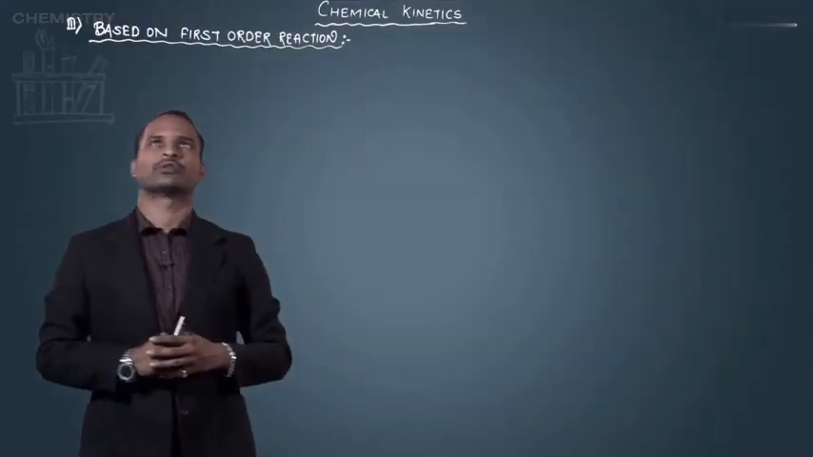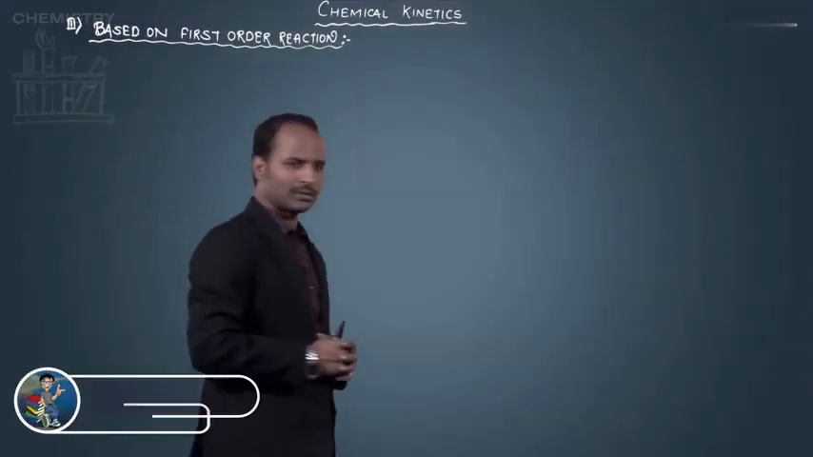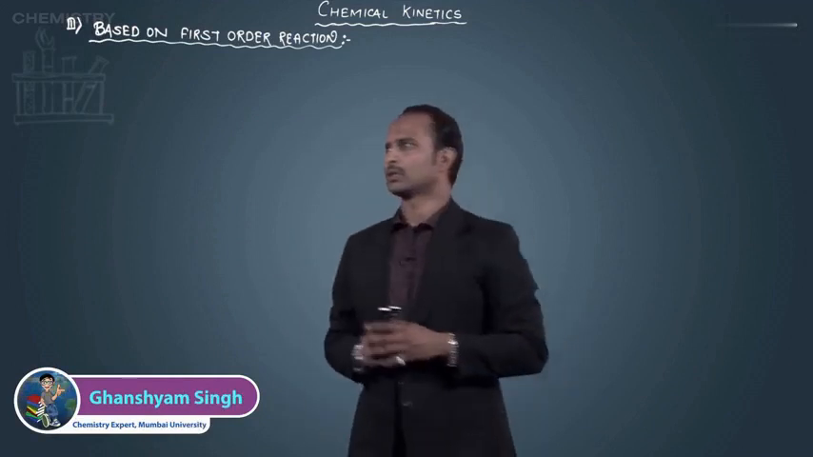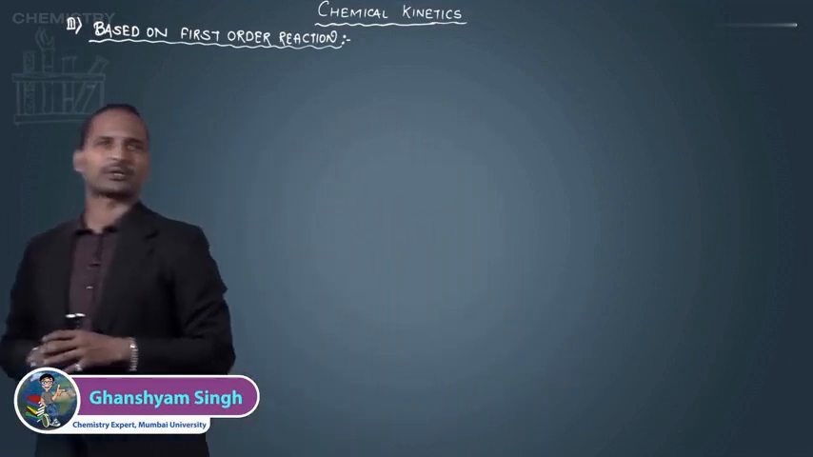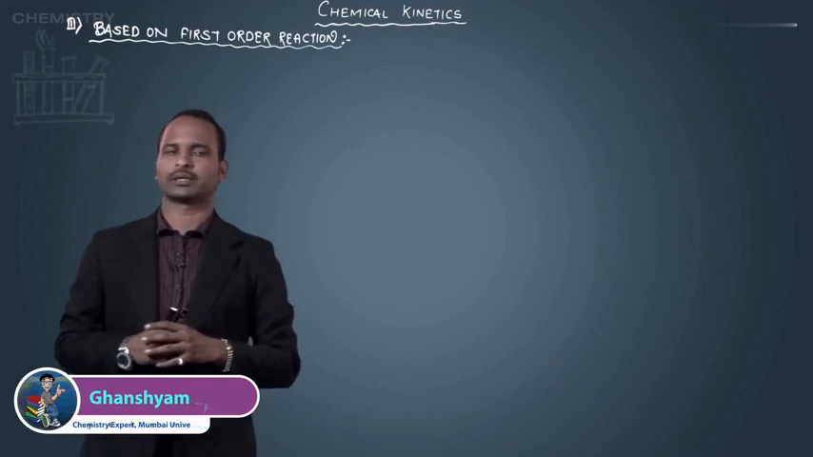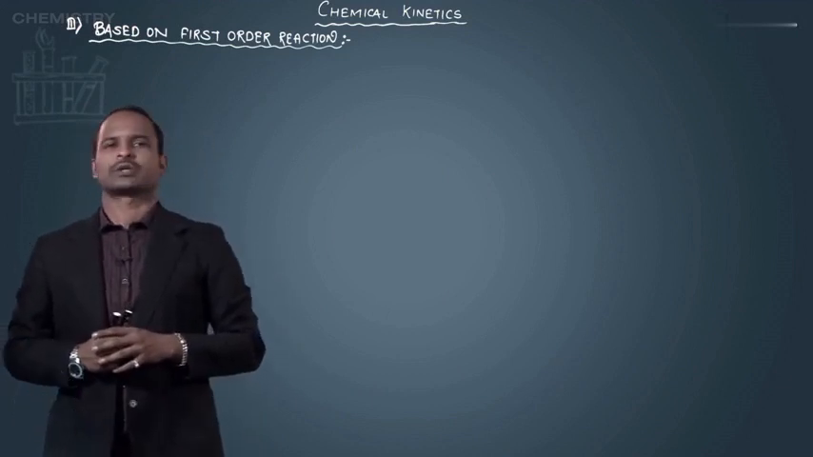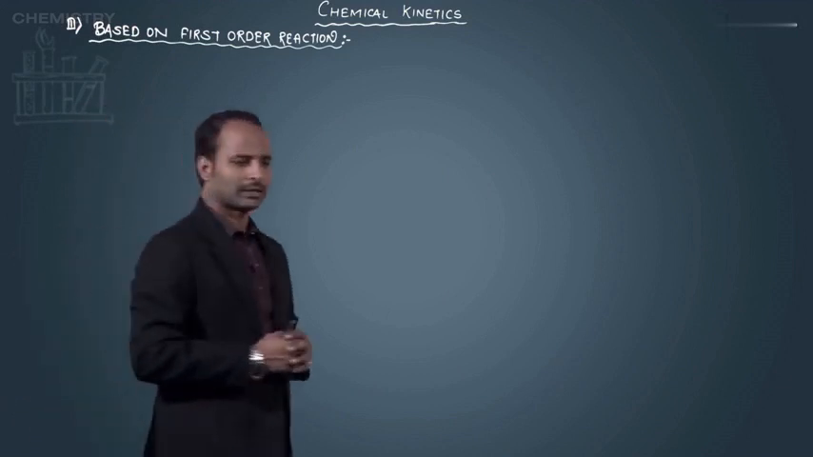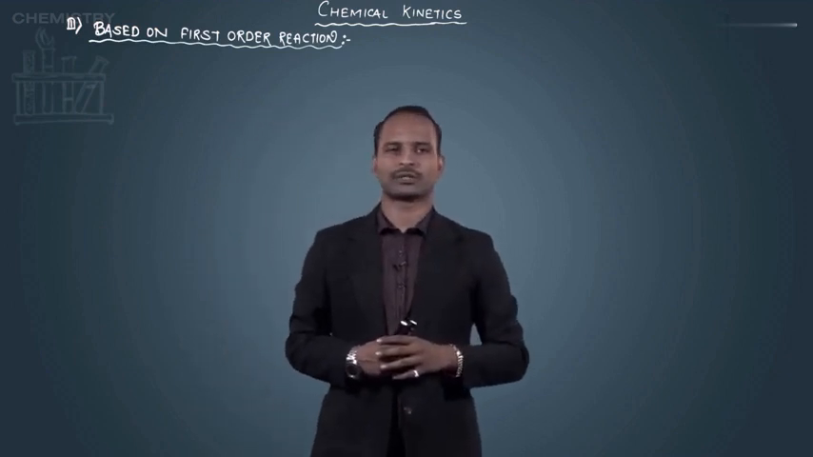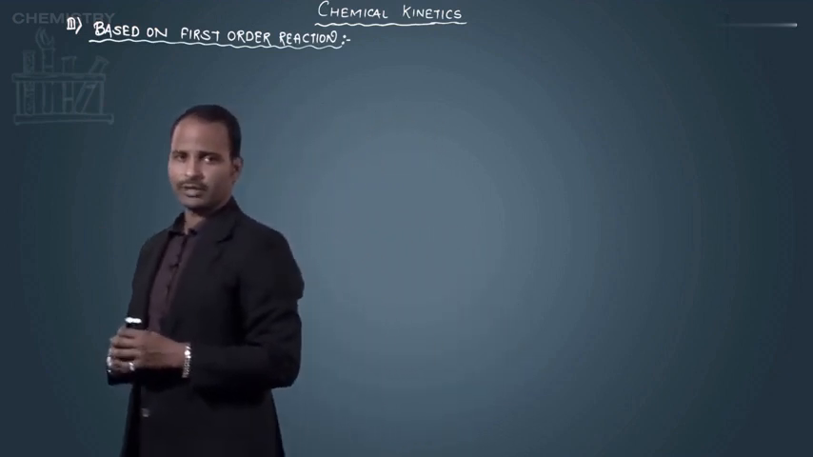Now the third is a numerical based on the first order reaction. It is an important part with respect to numericals. In the first order reaction, we learned that the rate of reaction depends on the concentration of the single reactant with the power 1.